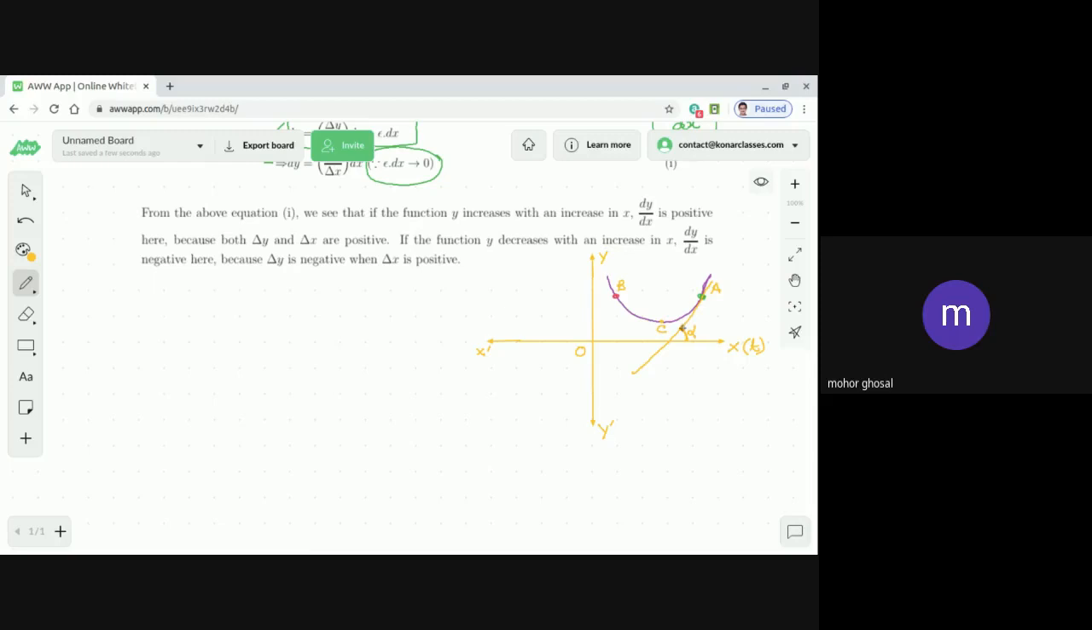But if you look at the point B and draw a tangent here at this point, what is this angle? This angle is beta. But here beta is obtuse. Obtuse means between 90 degrees and 180 degrees. And tan of an obtuse angle is negative. That means dy/dx is negative.